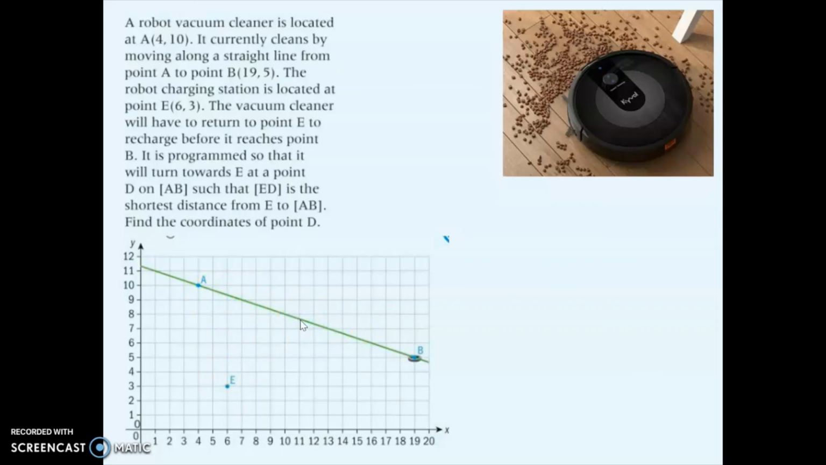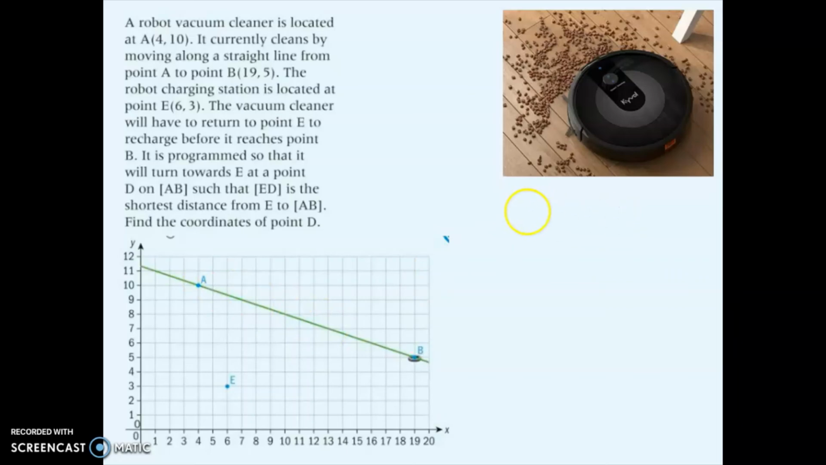So your goal is basically to find the coordinates of point D. That means a point along this green line that will represent the point at which the vacuum cleaner will turn off, go to the charging station, and back. And that point D will make ED perpendicular to AB. I'm going to leave it wide open, give it a try, and then we'll go through the answer together.